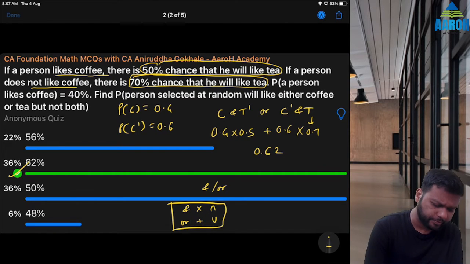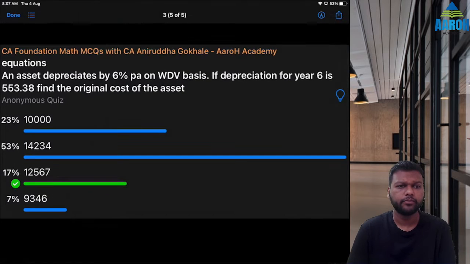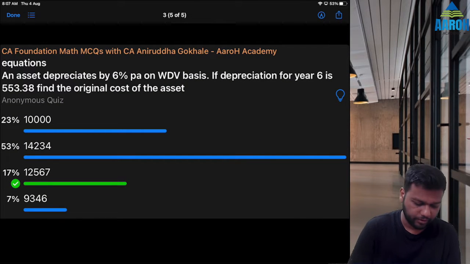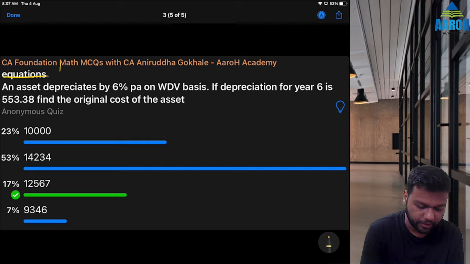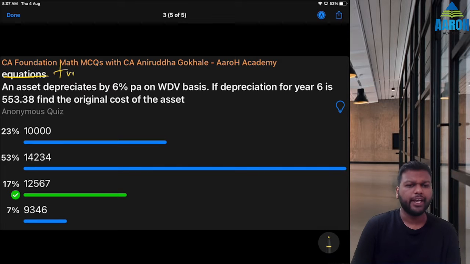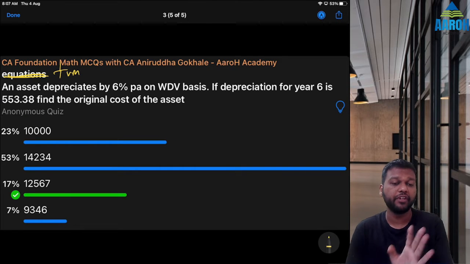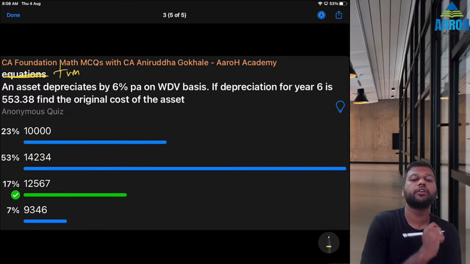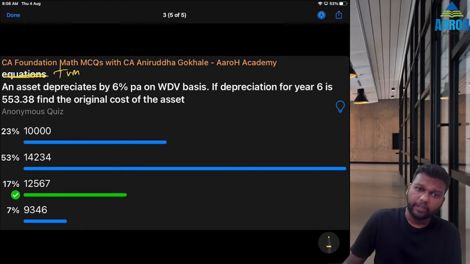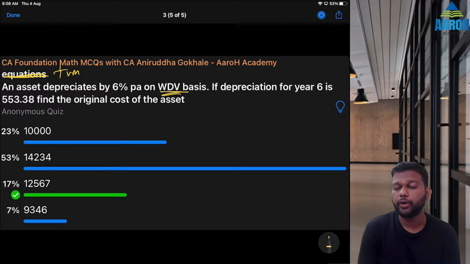Fine. Next, third is that is called TVM, actually, not equations. An asset depreciates by 6% per annum on WDV basis. If depreciation for year 6 is 553.38, then find the original cost of the asset. Now there is no need to go into any formula for any WDV question.